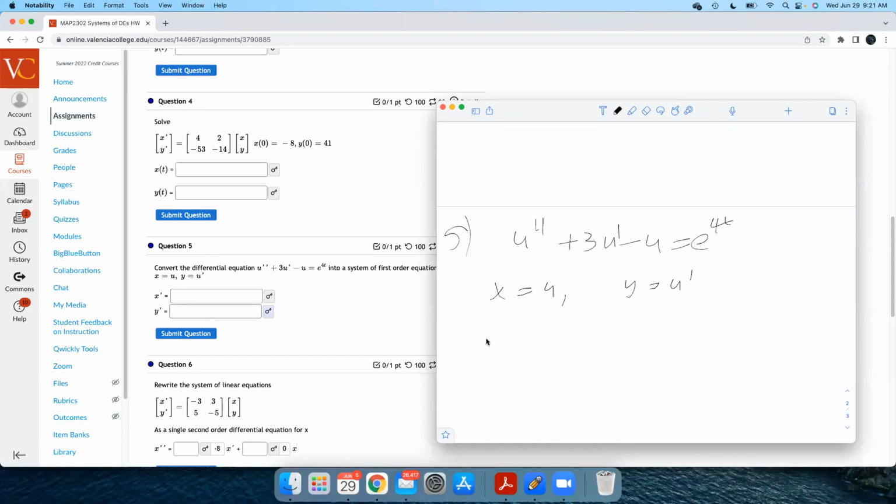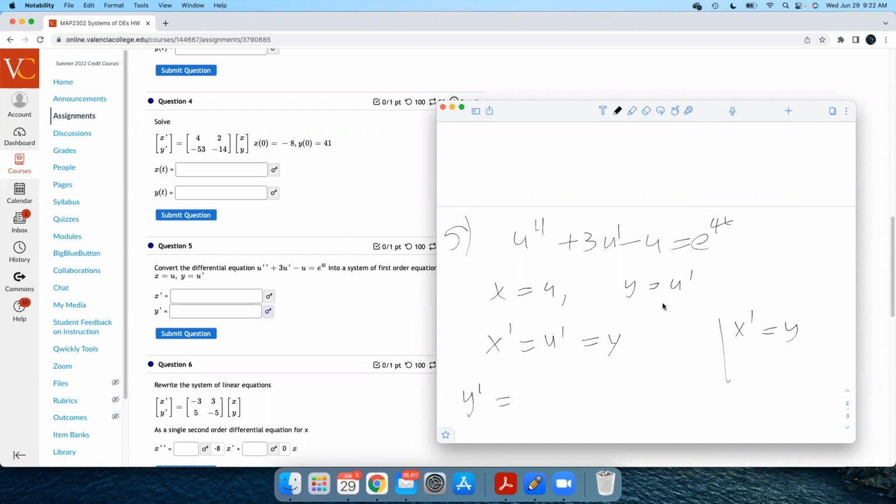then my first equation, x prime, would be u prime, just taking the derivative there. But u prime already has a name, that's y. So there's my first DE, x prime equals y. Okay, then what about y prime?